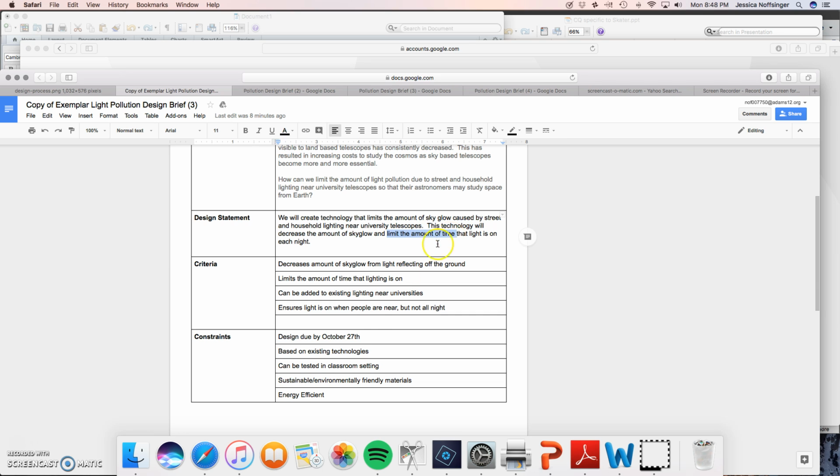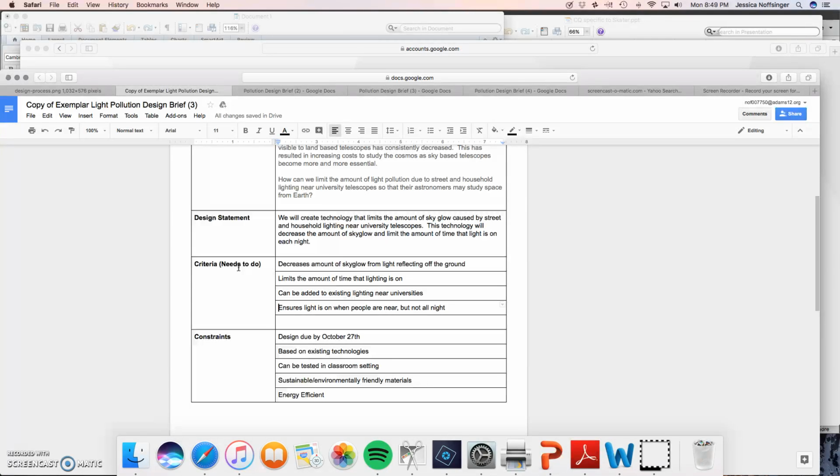Last, but certainly not least, are the criteria and constraints. Criteria, the best way for us to explain that is what our design needs to do. So, for my example, I need to reduce the amount of sky glow that's reflecting off the ground so that we can use a telescope. I'm going to limit how long lights are on at night. If lights are off, I can see the stars. And I want it to be able to be used with existing technologies that are near the universities.